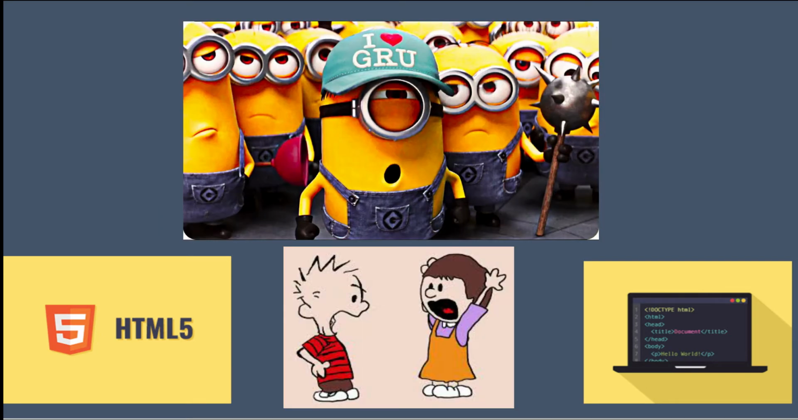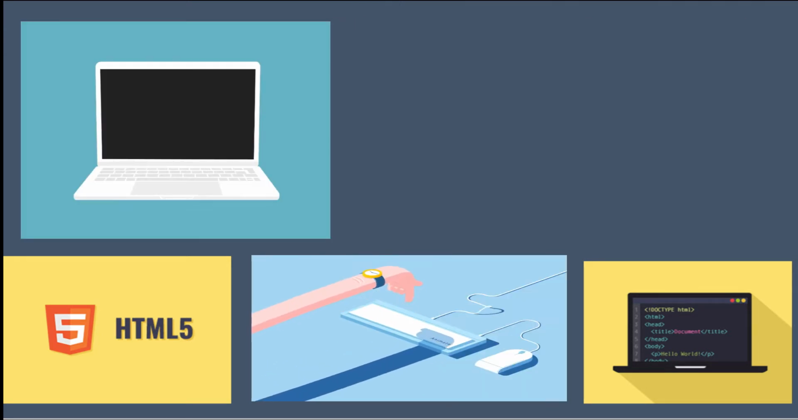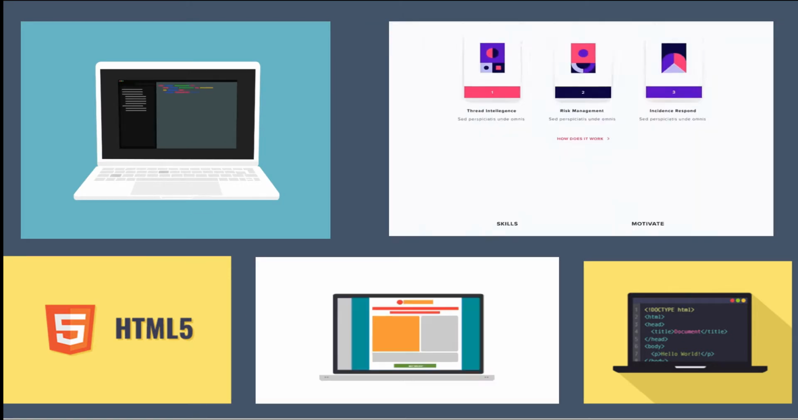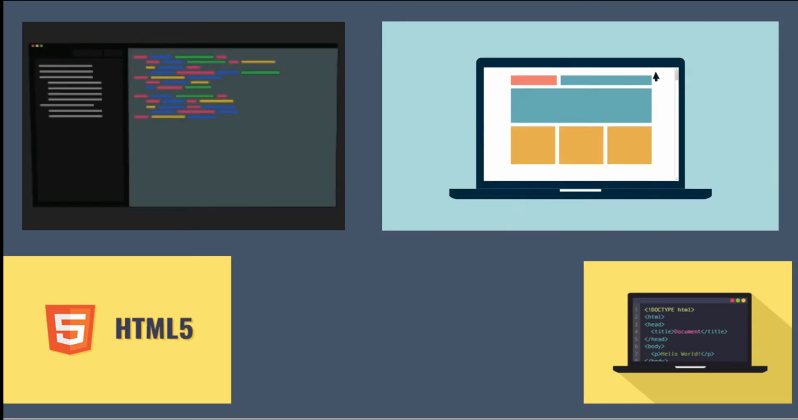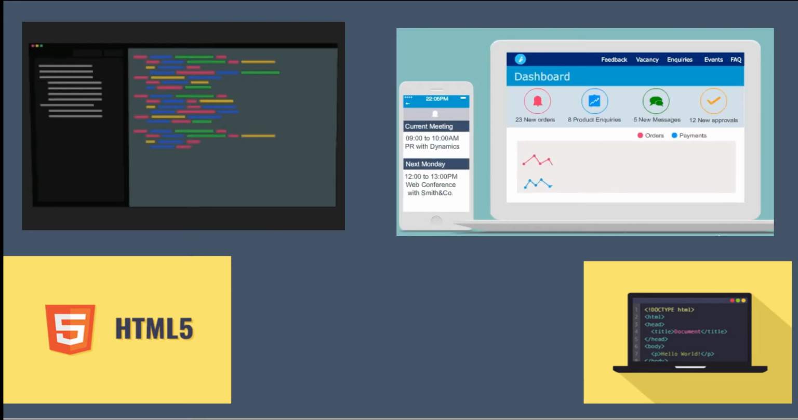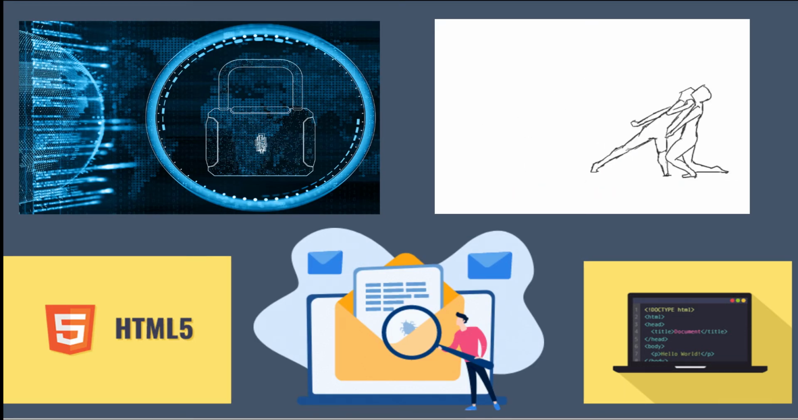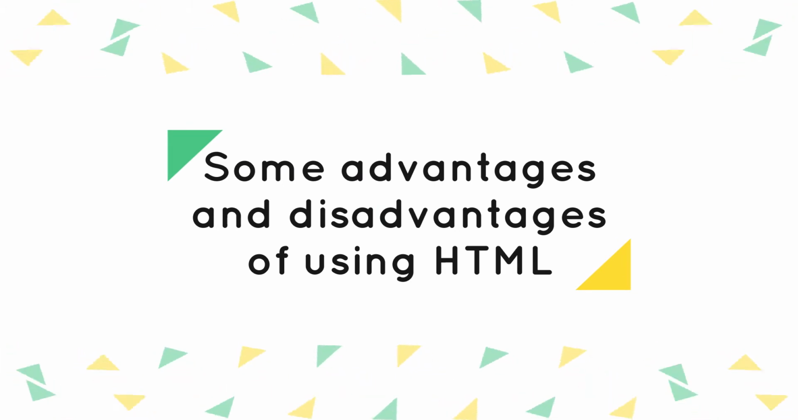So let's look at the problems or disadvantages that people have been facing while using HTML. Since HTML is used for creating static web pages, many other programming languages have to be used for dynamic purposes. Even for a simple web page, a large amount of code has to be written, and for making a website, a large number of simple web pages have to be created, which is time consuming. And also, the security features of HTML aren't good. So these are some of the advantages and disadvantages you should know.